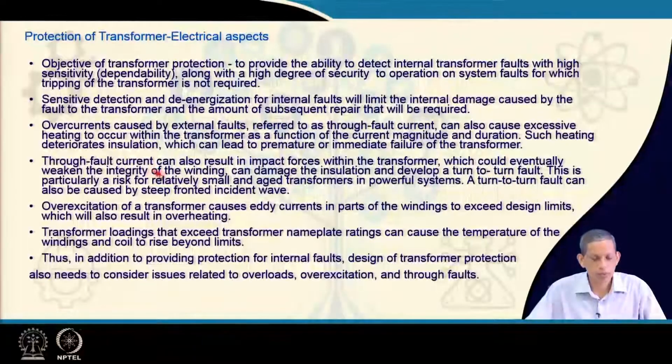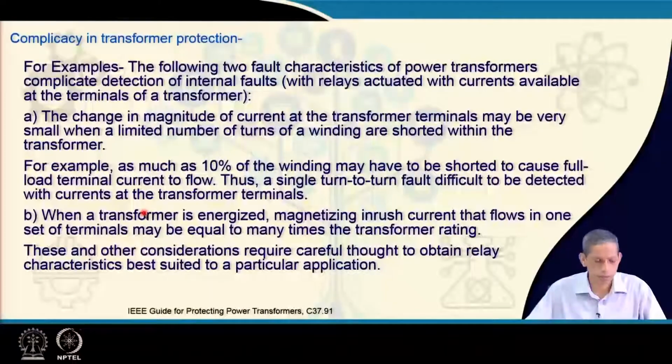Through faults or external faults can result in impact forces on the transformer, the mechanical forces which we discussed, which could eventually weaken the integrity of the winding. That is another aspect. Further, a turn to turn fault can also be caused by a steep fronted incident wave, and those are other challenges from the transformer perspective. Over excitation, whenever a large load is thrown off, causes a lot of eddy currents in the core, and that may violate the limit of the design.